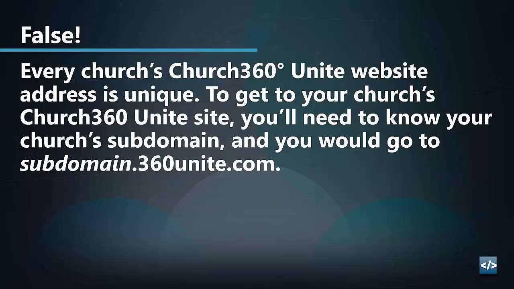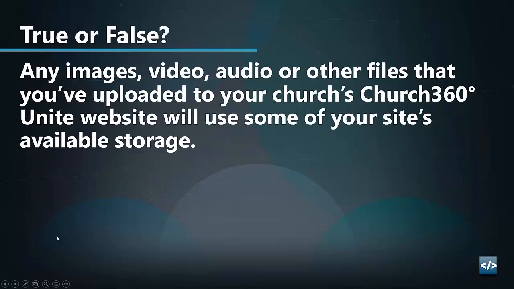To get to your church's Church 360 Unite site, you'll need to know your church's subdomain, and then you would go to subdomain.360unite.com. I use that Webinar 2021 page, so I would go to webinar2021.360unite.com to get to my church's webpage. Remember that you can also purchase the domain, and that's another way you can get to your church's website if that's been set up. All right, let's go on to our next question.